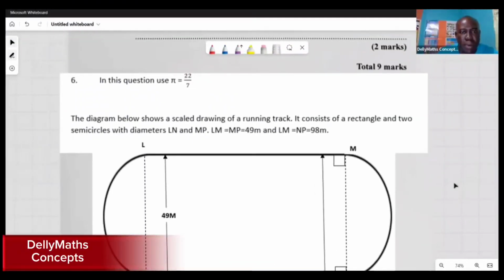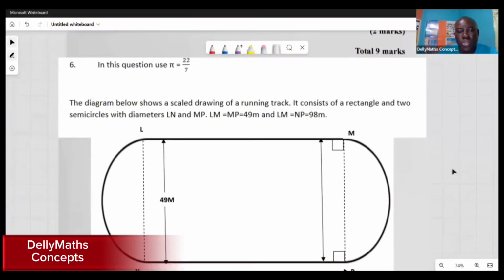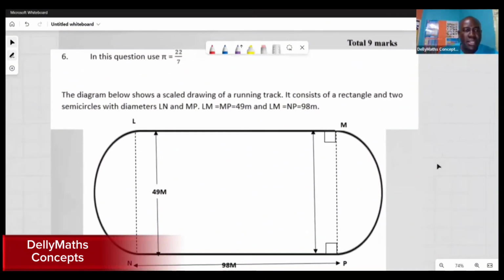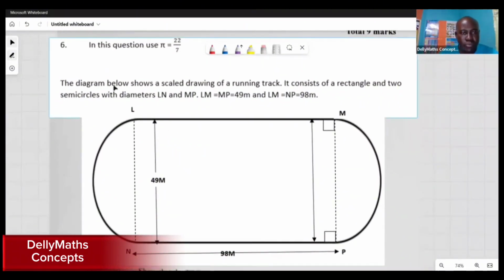In this question, use pi equal to 22/7. It says the diagram below shows a scale drawing of a running track. It consists of a rectangle and two semicircles with diameters LM and NP, where LM is equal to NP, which is equal to 49, and LN and MP equal to 98.